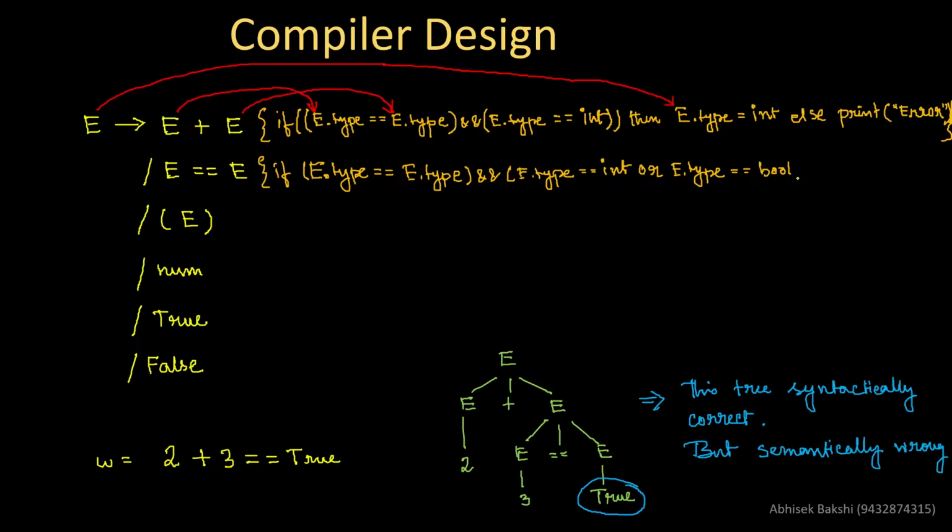I've written bool, let's write boolean. It's much clearer to realize. So these are the two criteria. If these two criteria are fulfilled, then only you can say then E dot type equal to boolean. Else print some error.